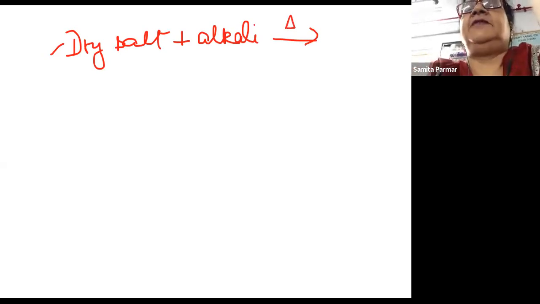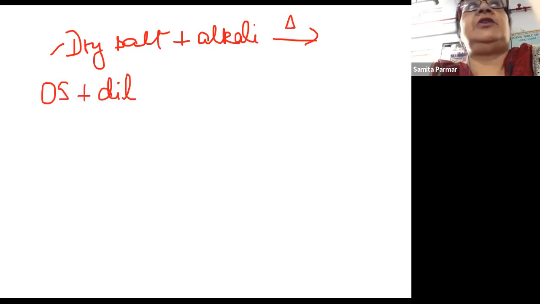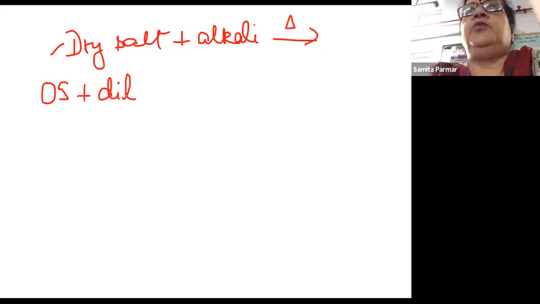The first test that we will do is, we will begin with the original solution, all right? Plus, we will be adding dilute HCl. Now, how is the original solution prepared? That can be prepared in 2 ways. One way is from the sodium carbonate extract precipitate, which is dissolved in dilute HCl. And the other way to prepare the original solution is by directly dissolving in distilled water first. If it does not dissolve, you try warm water. If still it does not dissolve and it is a carbonate, then you can use dilute HCl.